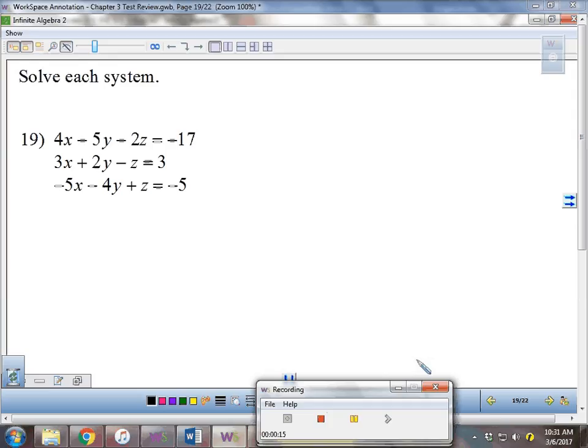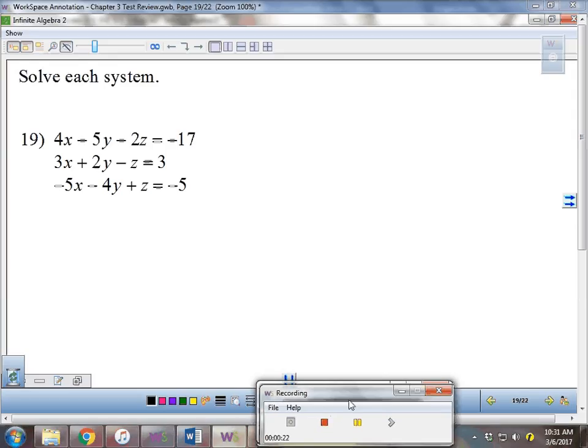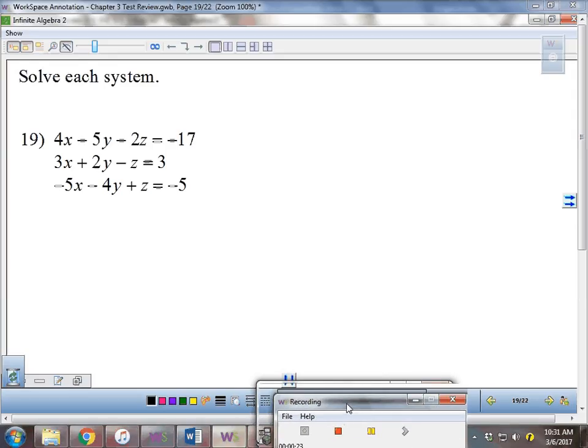Alright, so this is 19 through 22. So if you look at these, remember you want to find two that you can put together and eliminate something, that's best. If not, you can always multiply, but I think I've made these where you can eliminate something right off the bat. So if you put these two together, the z is going to go away.